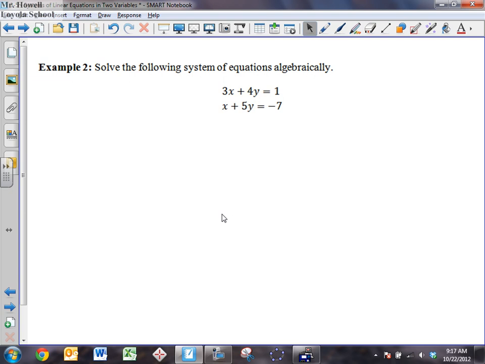Solve the following system of equations algebraically. So we're not solving by graphing here, we're solving algebraically. For this problem, can somebody give me a starting point? A method that might be easy to use here, and a reason for your answer as well.